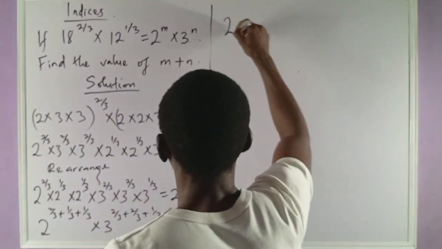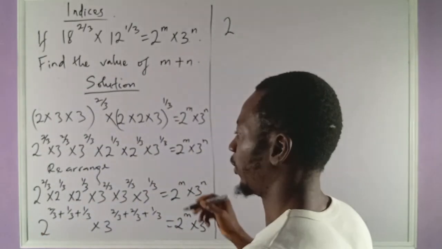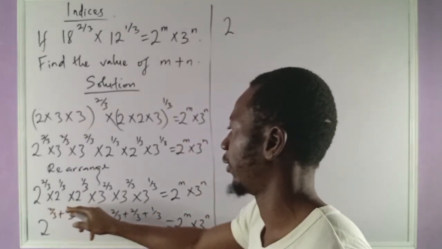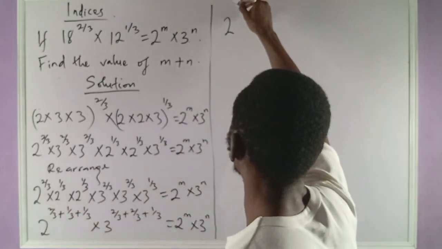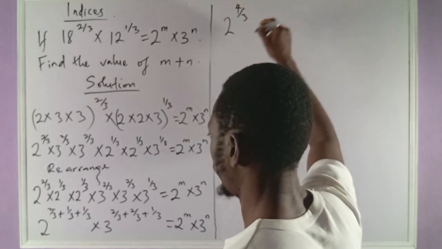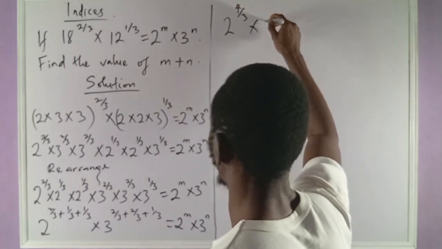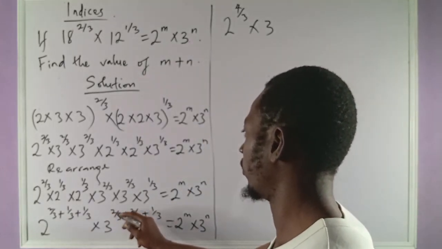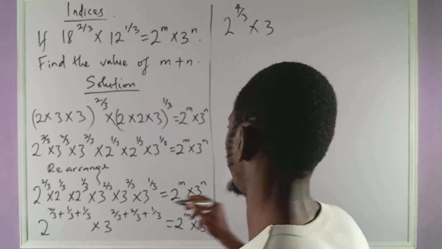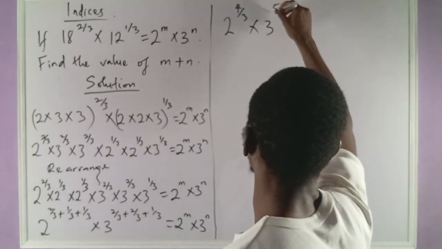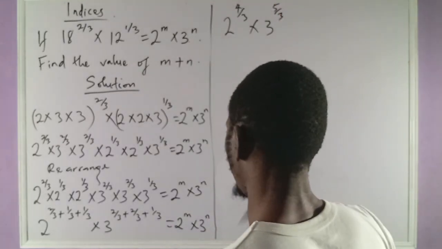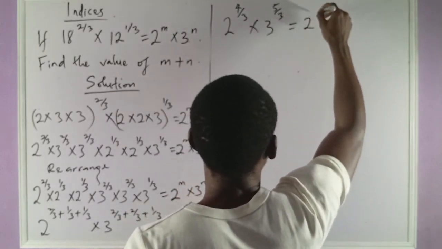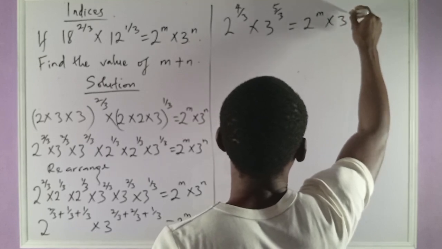We have 2 raised to power, the LCM here is 3, so without wasting our time, let's add the numerators together. 2 plus 1 plus 1, 4. 4 over 3 multiplied by 3. The LCM is also 3, so let's add the numerators together. We have 2 plus 2, 4, 4 plus 1, 5. 5 over 3. And everything is equal to 2 raised to power m multiplied by 3 raised to power n.